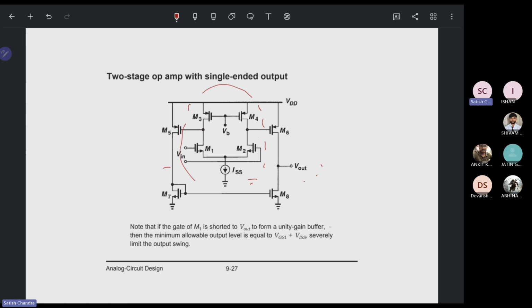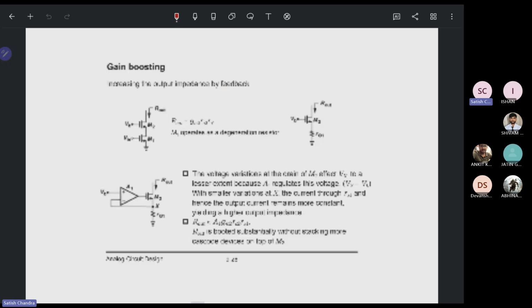to form a unity buffer, the minimum allowable output level is equal to VGS1 minus ISS over 2. Okay, that is at this point. It will severely limit the output swing. This is what is going to happen when we talk about the unity gain. Due to that, gain boosting will be there, increasing the output impedance by feedback.